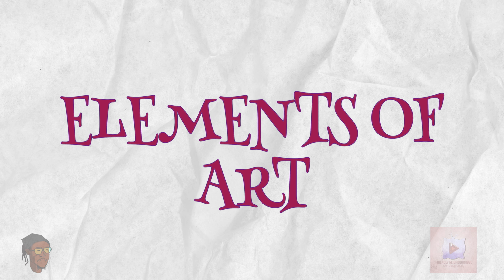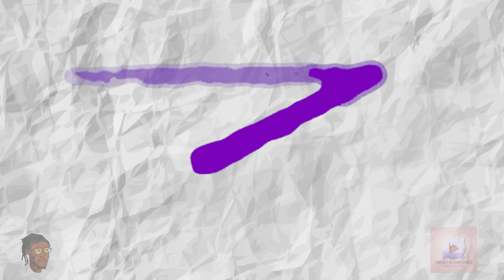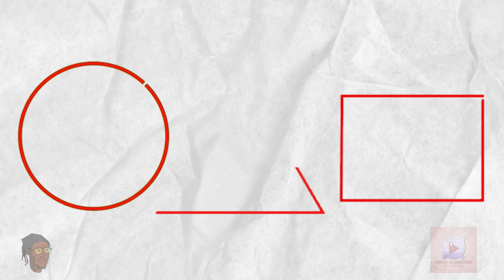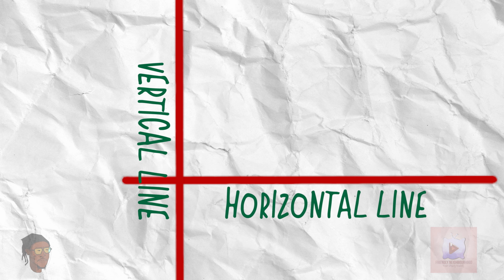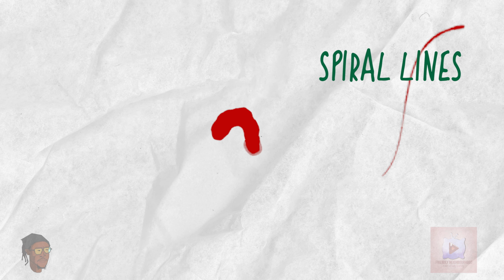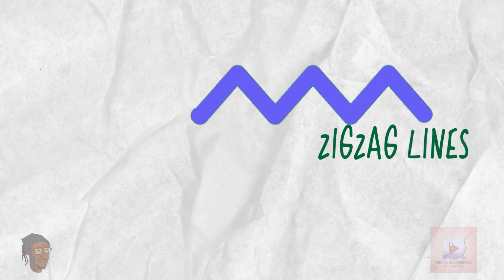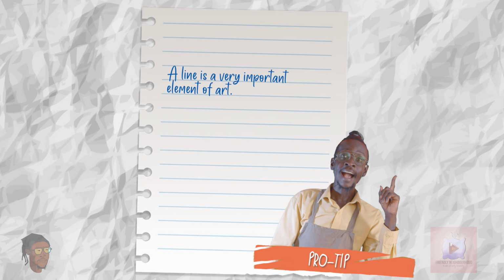Elements of art. The line. A line is a moving mark on a surface and is usually joined to create all sorts of shapes. Lines can vary in thickness, color, and even shape. There are many types of lines. We have straight lines, both horizontal and vertical, curved lines, wavy lines, spiral lines, and zigzag lines. A line is a very, very important element of art.